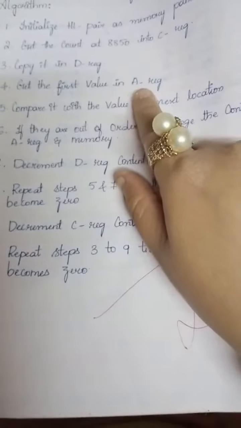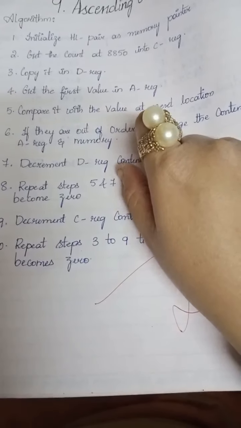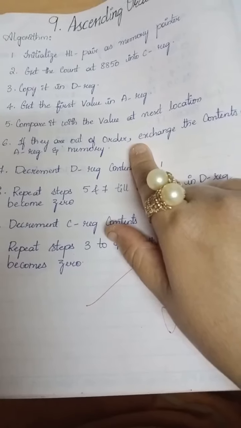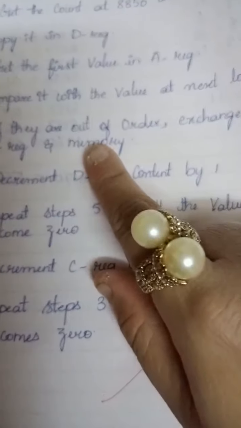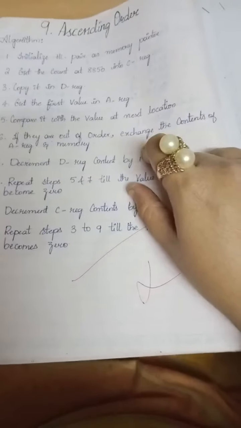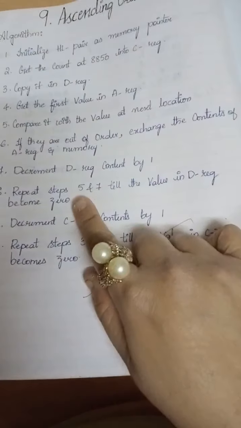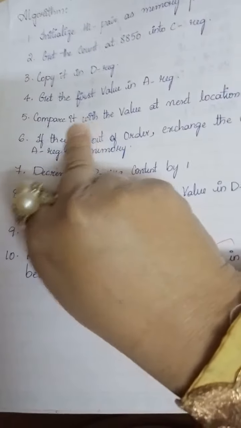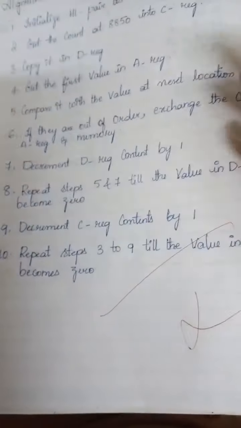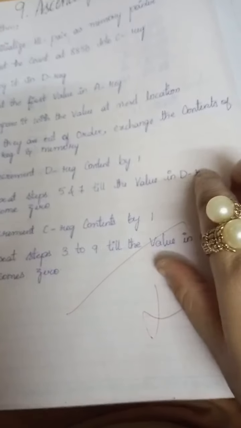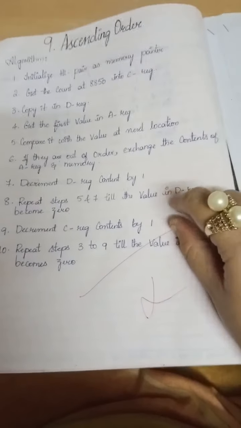First value will be in A, and the next value will be in the next memory location. If they are out of order, exchange the contents and decrement the register count by 1. Repeat this again, compare it again, and decrement the count. After repeating, the D register will become 0. That means the comparing and checking procedure is over.